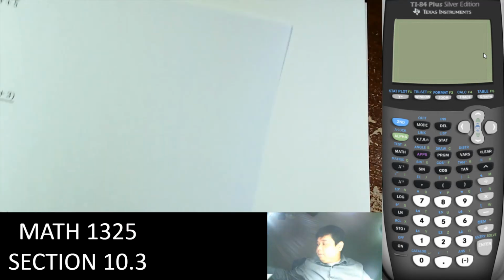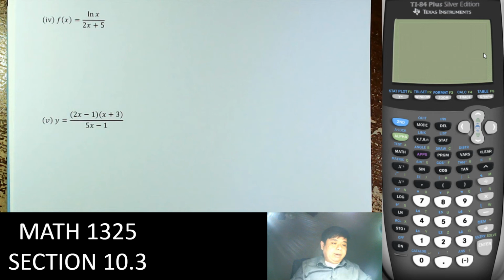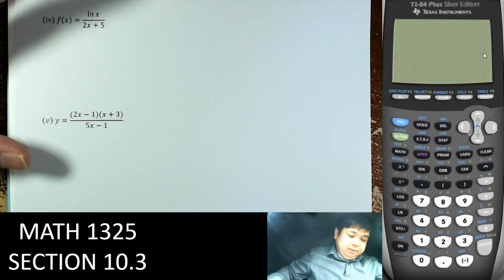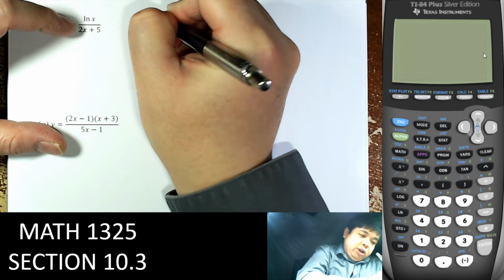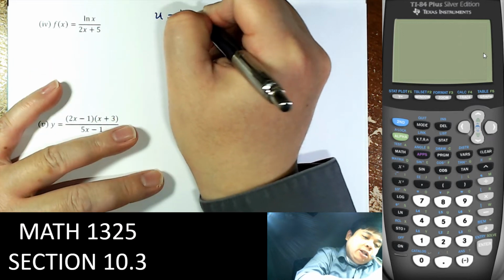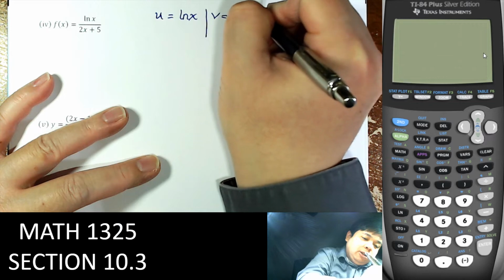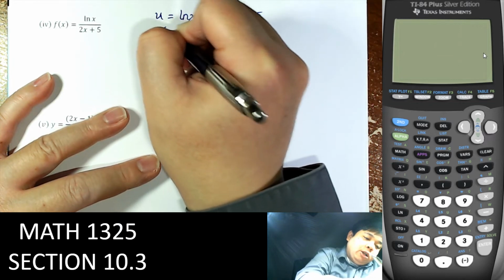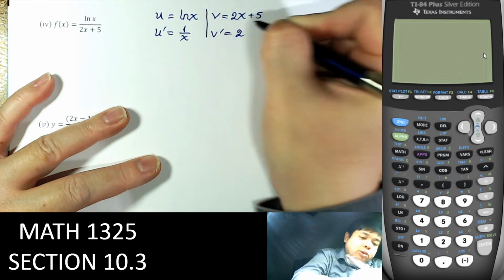Right, more examples. Okay, so once again there's a quotient, so we use the quotient rule. u is ln of x, v is 2x plus 5, u prime is 1 over x, v prime is 2.